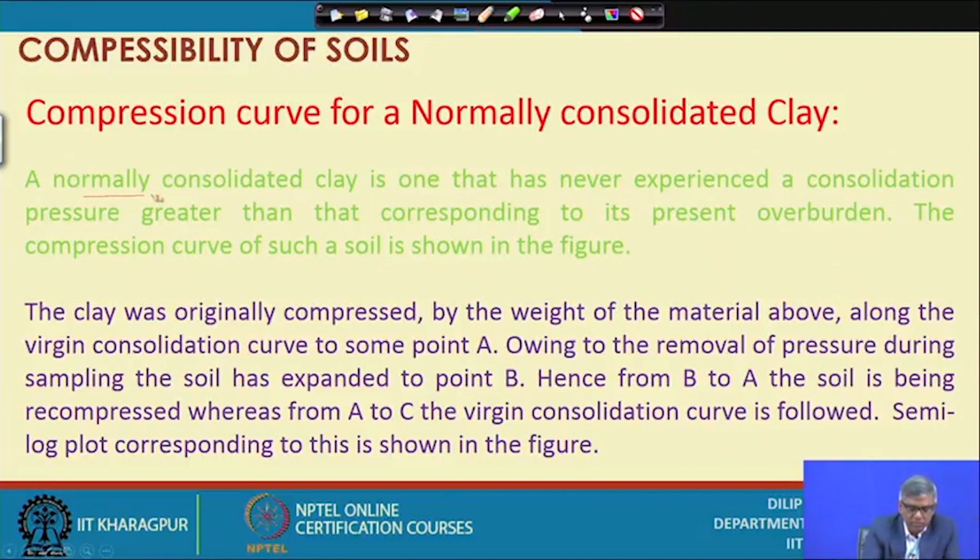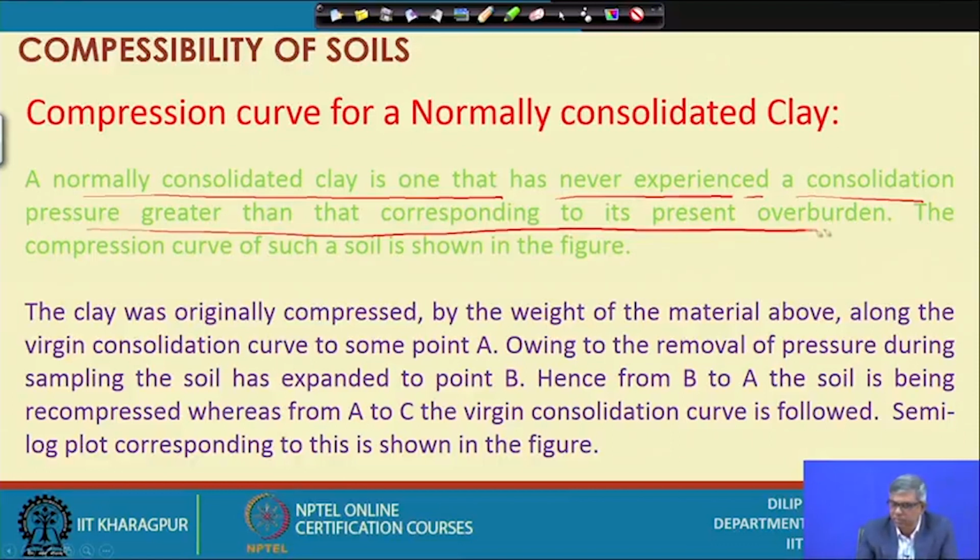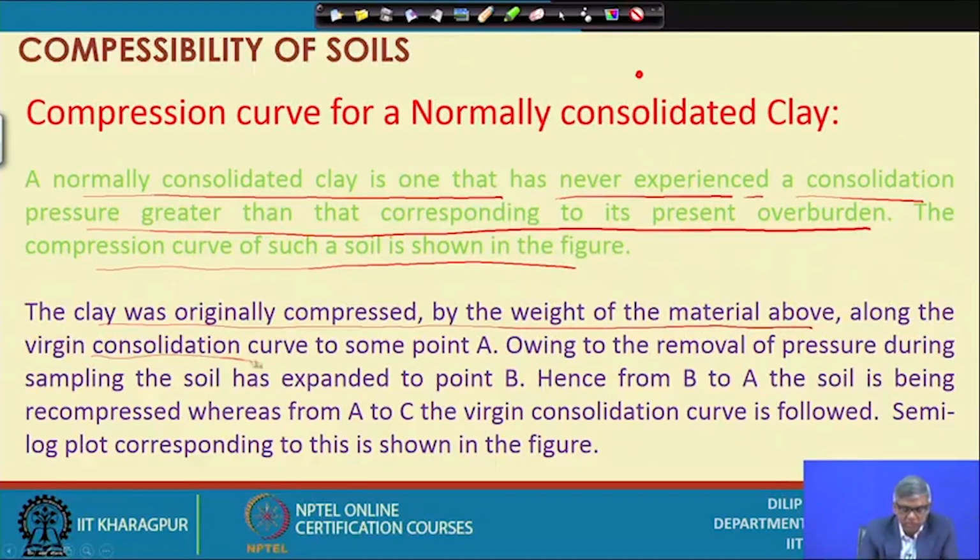A normally consolidated clay is one that has never experienced a compression or consolidation pressure greater than that corresponding to its present overburden pressure. Suppose at a particular site I can calculate the present overburden pressure, but the soil layer has never been subjected to higher pressure than this. That means it is normally consolidated, never consolidated by a higher pressure. The clay was originally compressed by the weight of the soil material above, along the virgin consolidation curve to some point A.